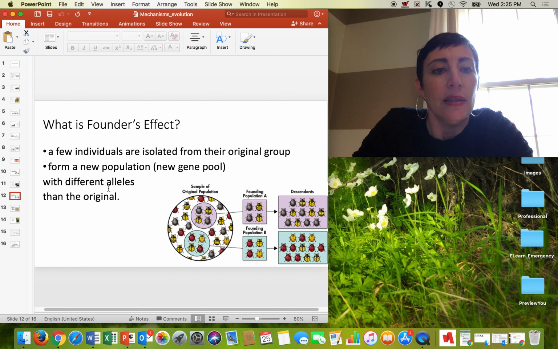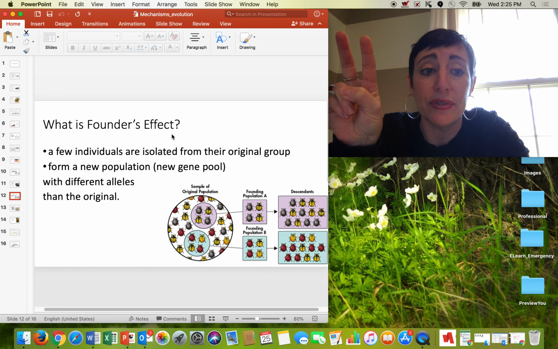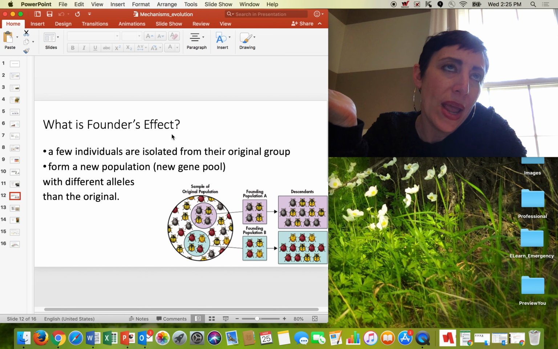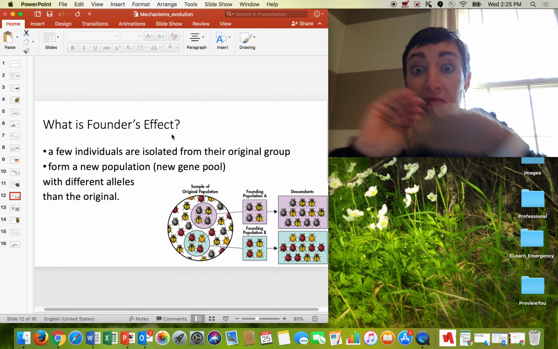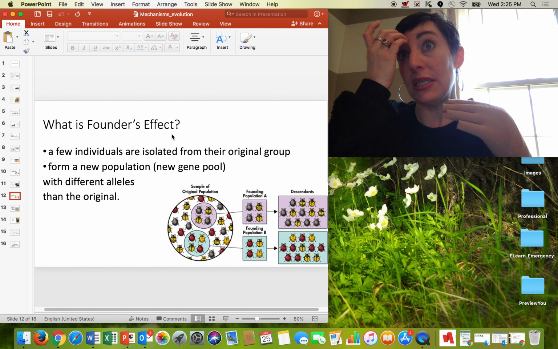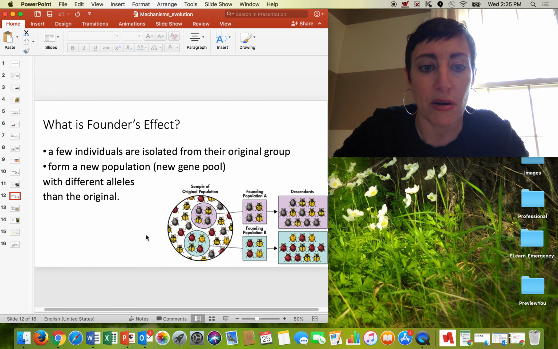Okay, let's talk about founder's effect. This is the second kind of genetic drift, founder's effect. Basically, this is when, for some reason, some individuals in an original population get separated from the original. So let's say you have a population of beetles down here. In this population of beetles, the original, you've got black, yellow, red with spots, yellow with spots.